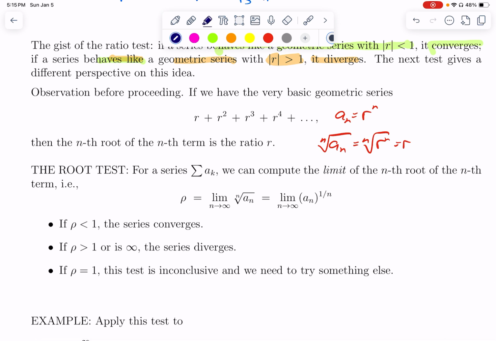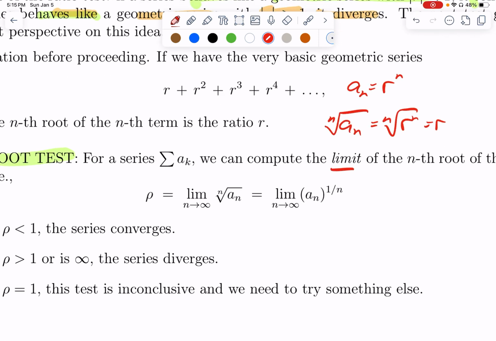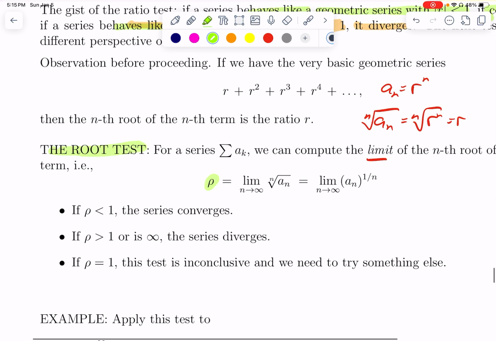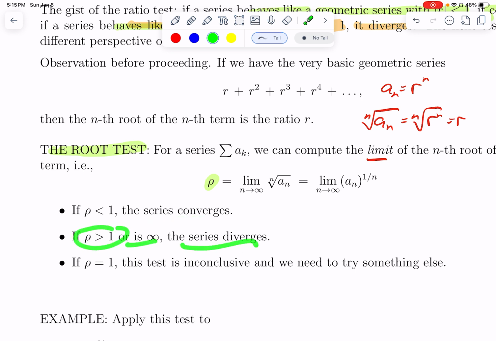So this is called the root test. So for a series, we will compute the limit, because it might not always be the same number, of that nth root of the nth term. And again, we're going to call it rho because it's a proxy for r. In the long run, approximately what do we get when we take the nth root of the nth term? And same thing, rho is behaving very similar to r. If rho is less than 1, we have convergence. If rho is bigger than 1 or infinity, we have divergence. And if rho is equal to 1, it's too close to call, and this particular test will not give us an answer.